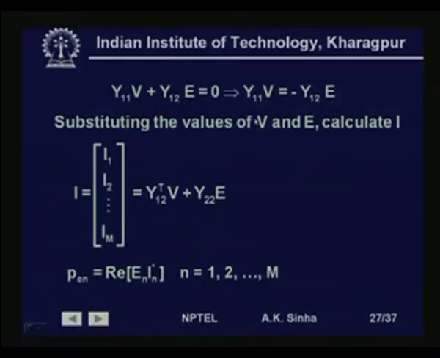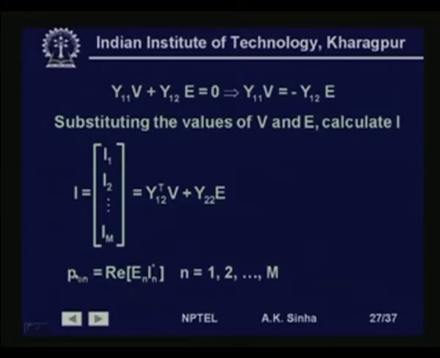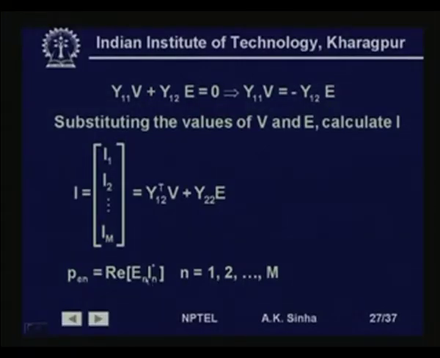Once we have the value of V and E both, then we can solve for I using this relationship, because V is known, E is known, Y12 transpose is known, Y22 is known. So, I is known; all the current injections from the generators are known. Once we know these currents, we can find out the electrical power output, the real power output of the generators, as the real part of En into In conjugate. So, for any generator n, we can find out the real electrical power output of the machine.